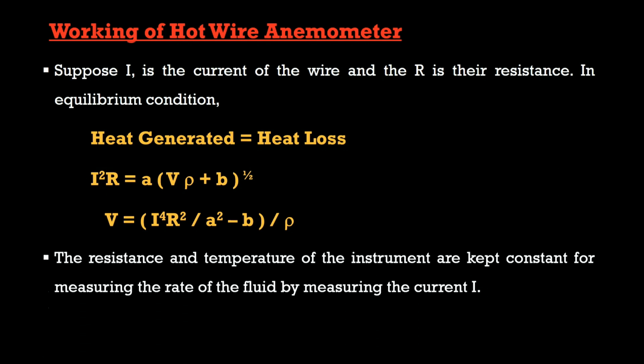The resistance and the temperature of the instrument are kept constant for measuring the rate of fluid by measuring the current I. So with these two methods, constant current method and constant temperature method, we can measure the flow rate, or we can say we can measure the velocity of the fluid by using hot wire anemometer.